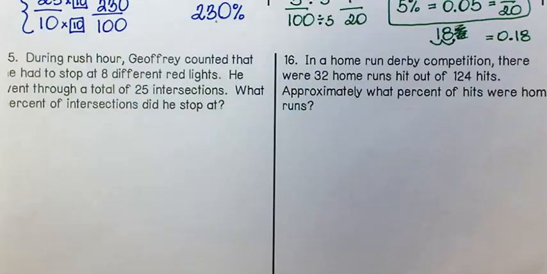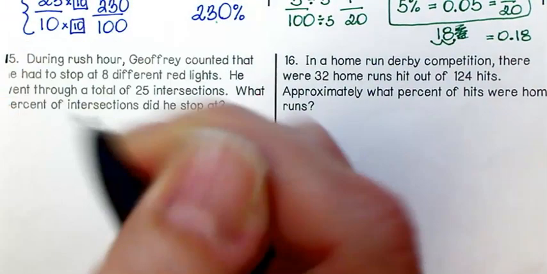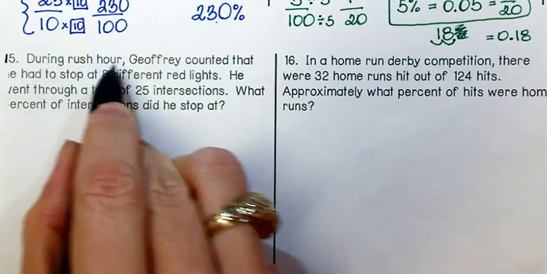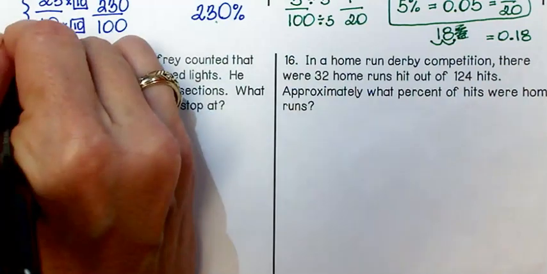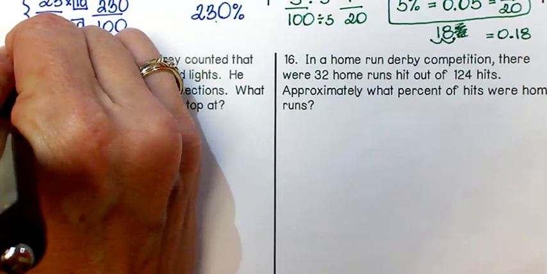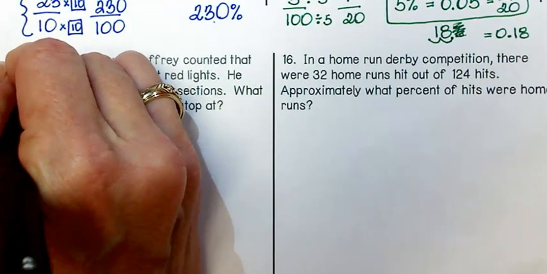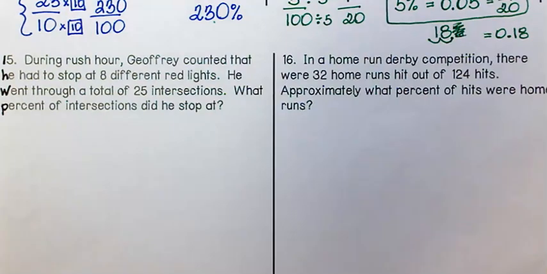All right, I bet this probably is number 15, but it's all cut off. During rush hour, Jeffrey counted that he had to stop at 8 different red lights. He went through a total of 25 intersections. What percent of intersections did he stop at? Okay.